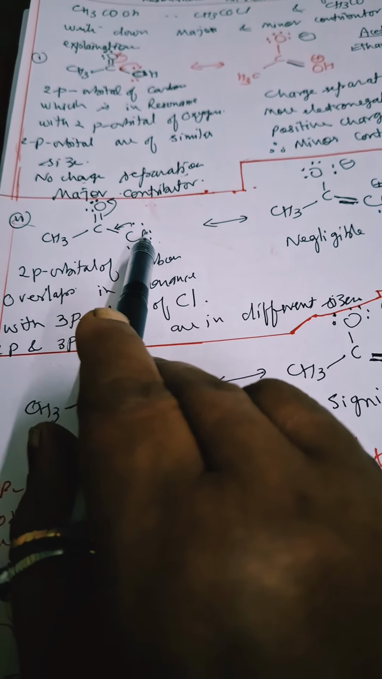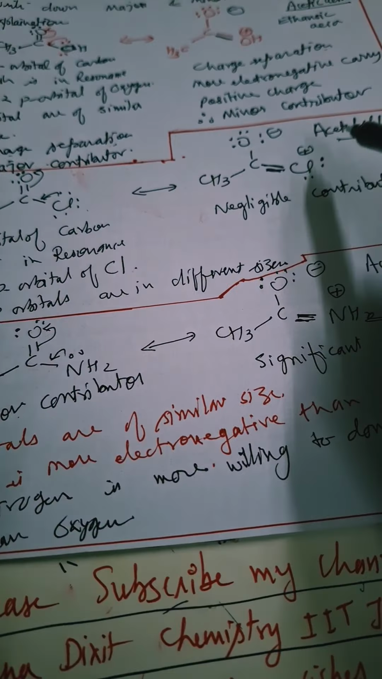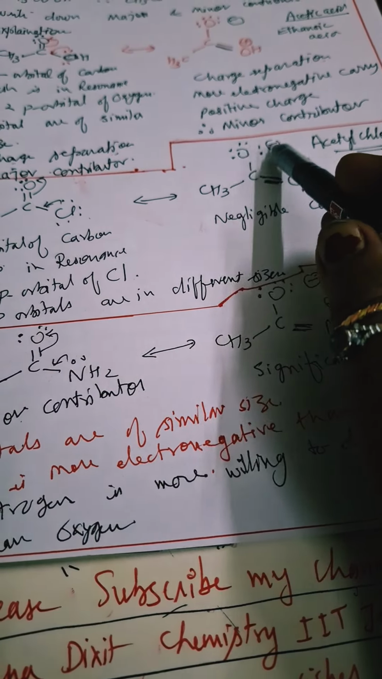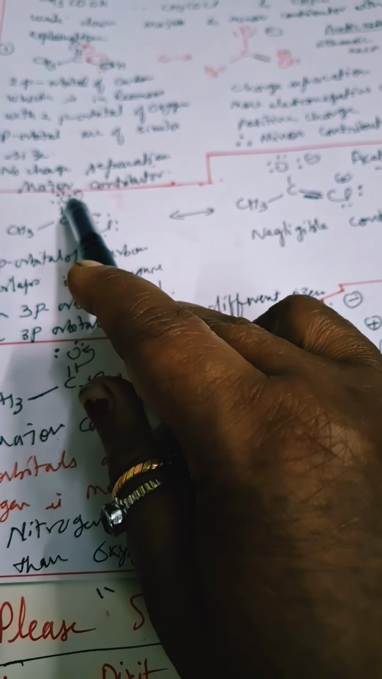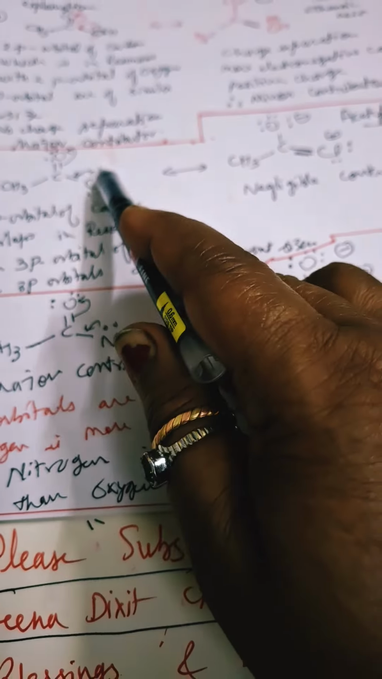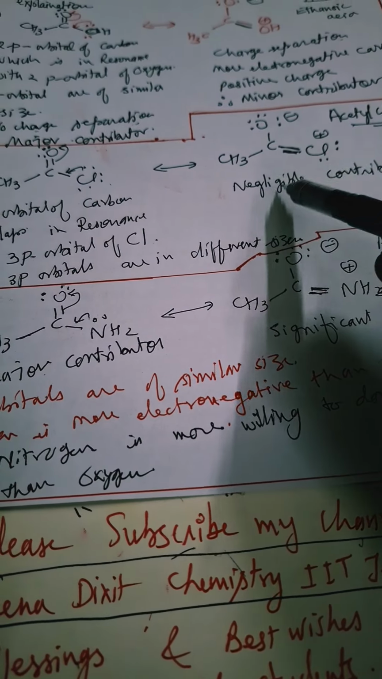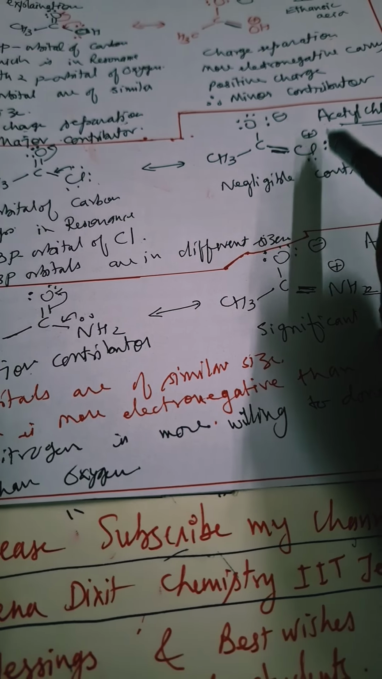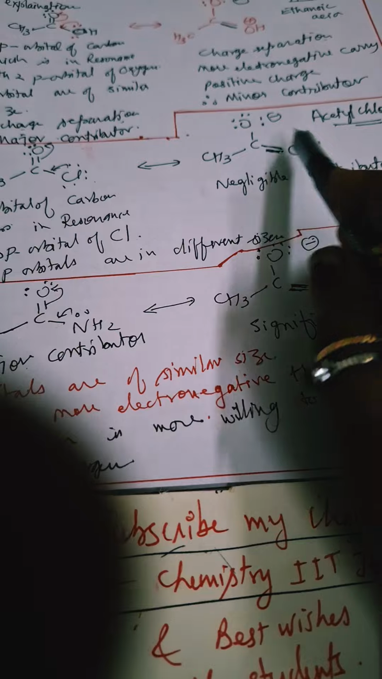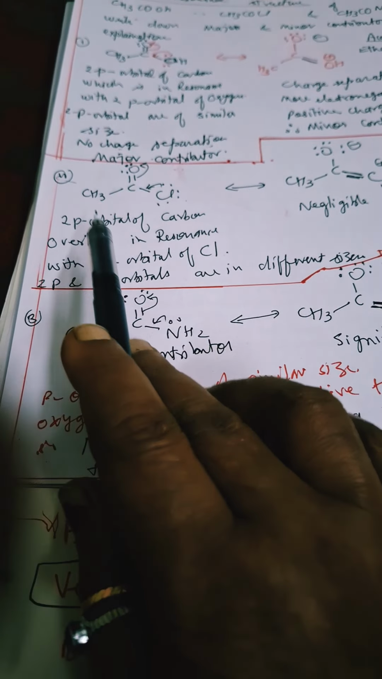Oxygen is more electronegative than chlorine, so it attracts the shared pair of electrons towards itself, and this oxygen carries a negative charge because the pi electrons move towards the oxygen. Now a lone pair of electrons from Cl will move between carbon and chlorine, making a double bond. So it is a negligible contributor because Cl is electronegative and carries a positive charge. There is charge separation.